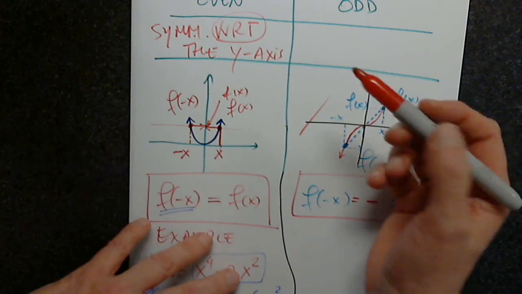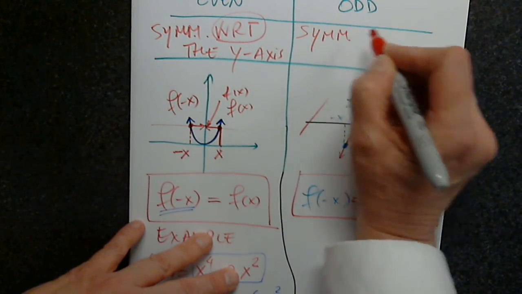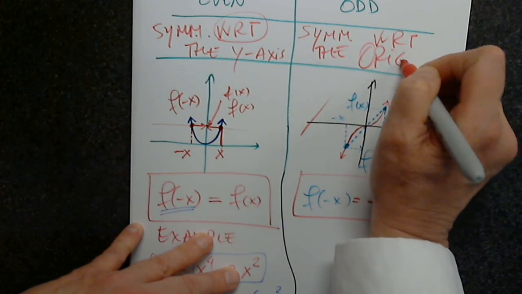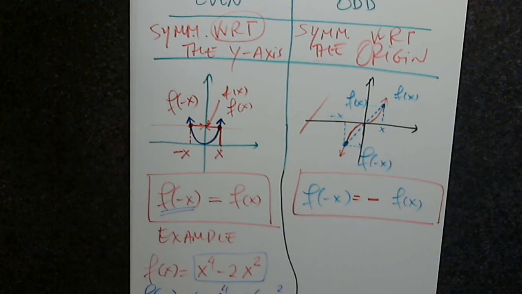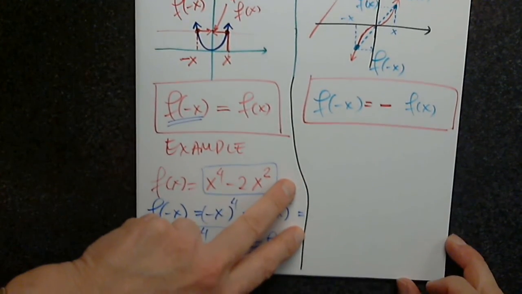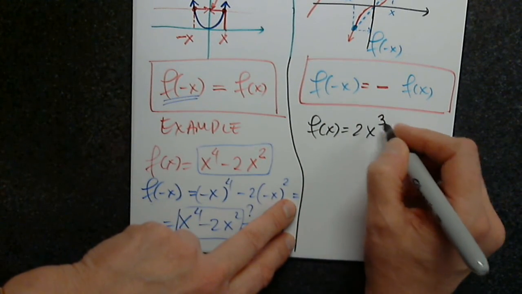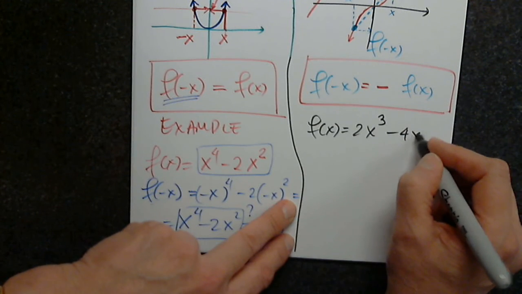And this means that the function is symmetric, again, with respect to the origin. A function that is symmetric with respect to the origin is called odd. It's an odd function. It has nothing to do with odd numbers. It's just a name. It has the property of being odd, meaning it's symmetric with respect to the origin. So here's an example for you. Let's say f of x equals 2x cubed minus 4x.